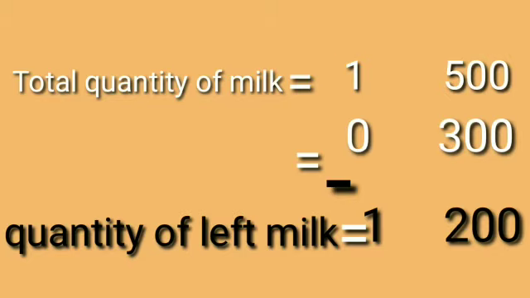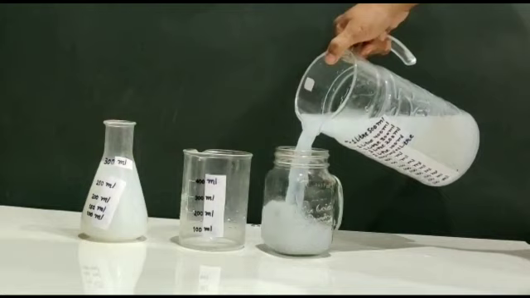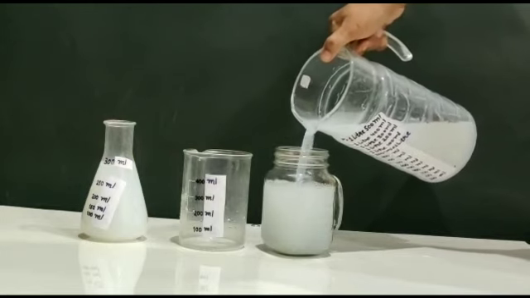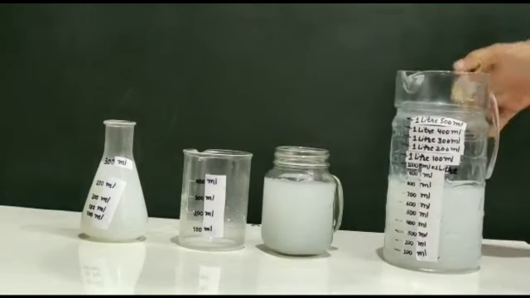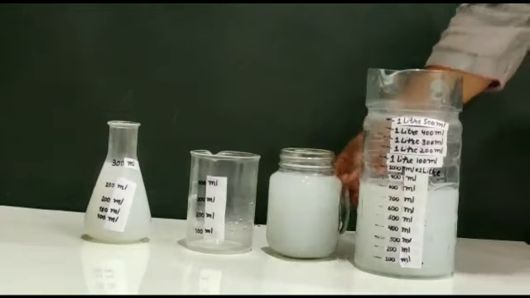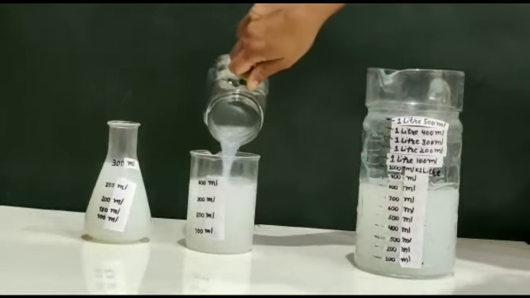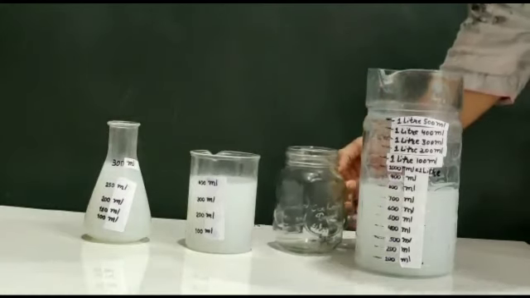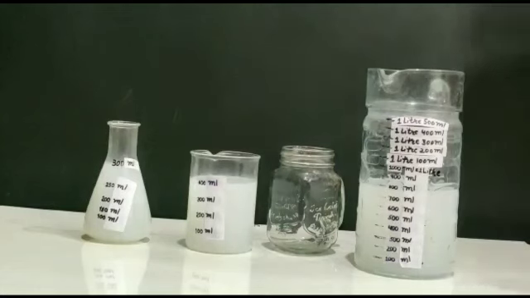Dear students, from the left quantity of 1 liter 200 milliliter, she used some more milk to make coffee. Let's check the measurement of the milk which she used for making coffee. Let's pour this milk in a beaker. Now we can see that she used, very good, she used 400 milliliter of milk to make coffee.